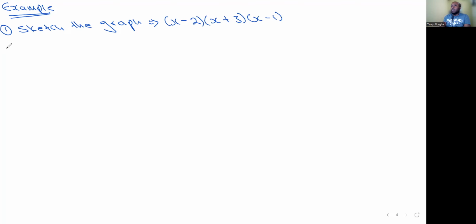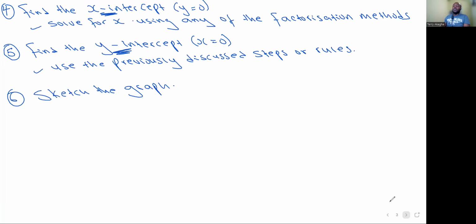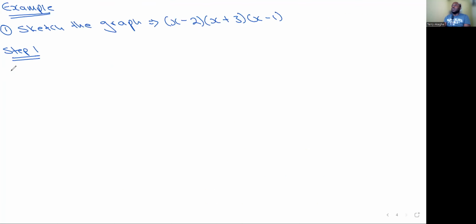Now, the first step, step 1. Okay, so let's go. What's the first thing to do? Step 1, you have to write it in standard form: ax cubed plus bx squared plus cx plus d. So in order to do this, that means we need to open the brackets. So x minus 2, x plus 3, and x minus 1. I'm going to open these two brackets first, then I'll open the third one.